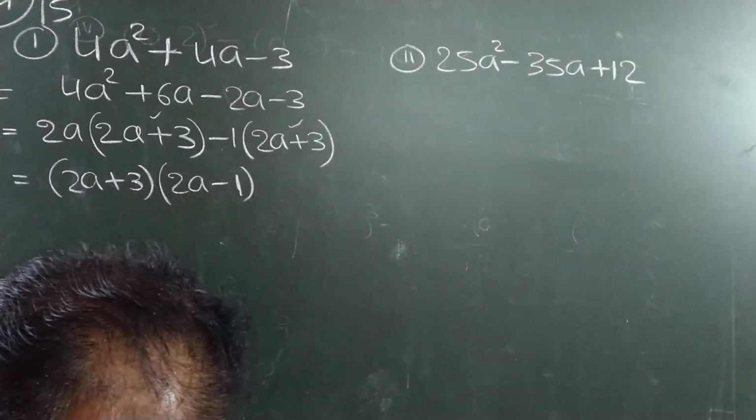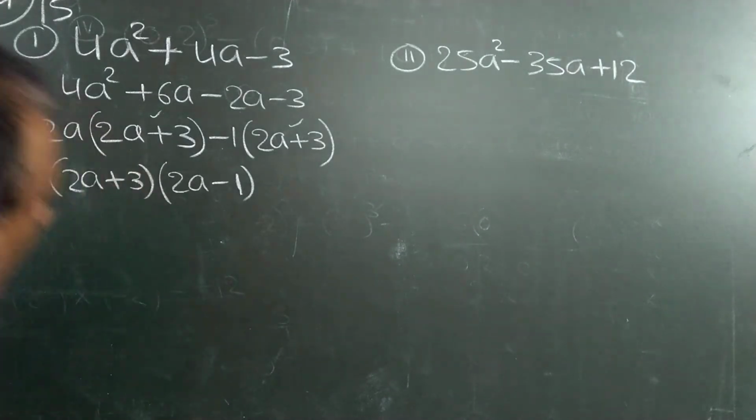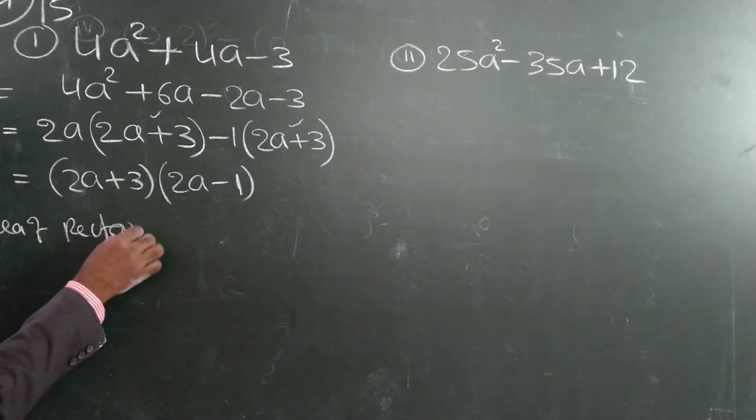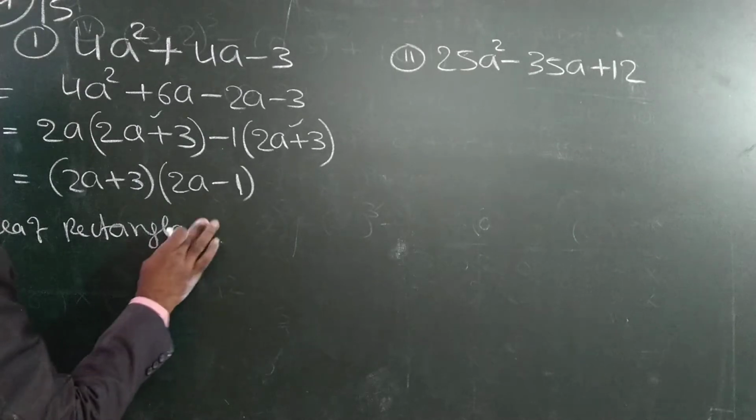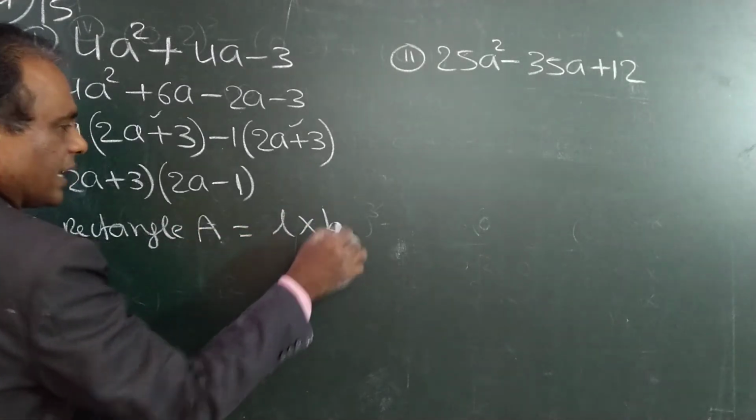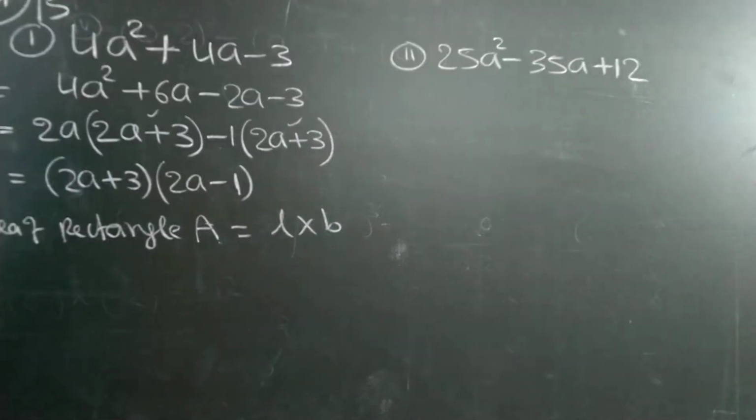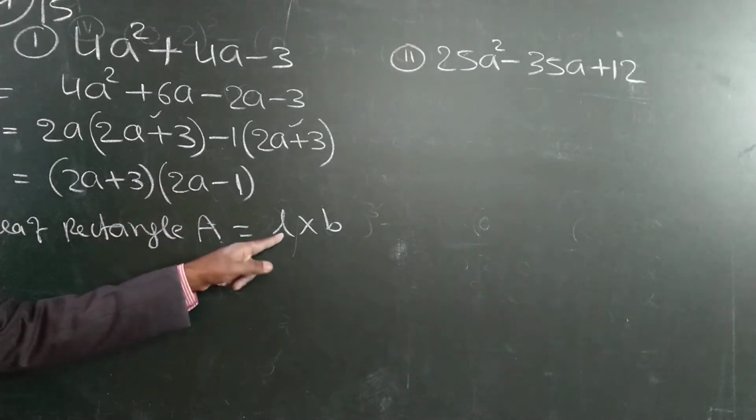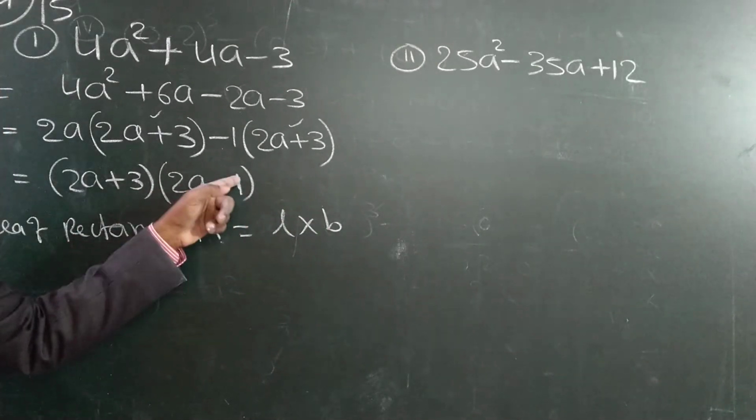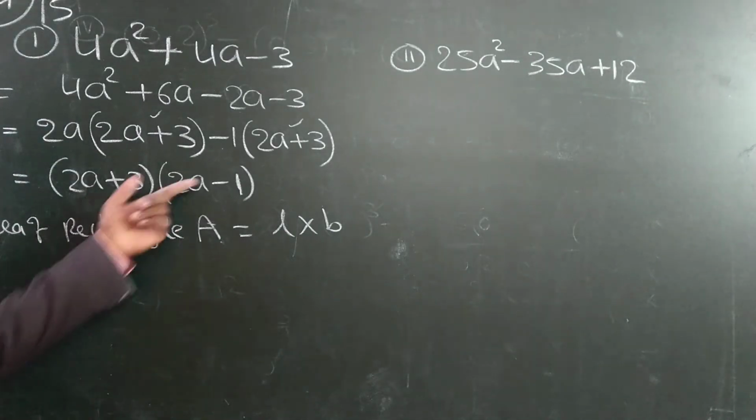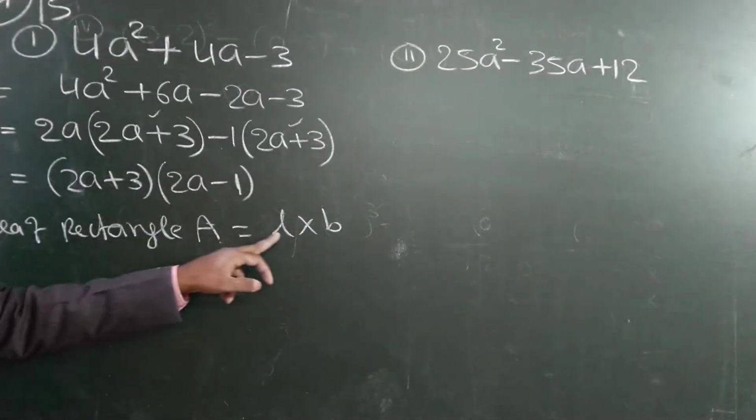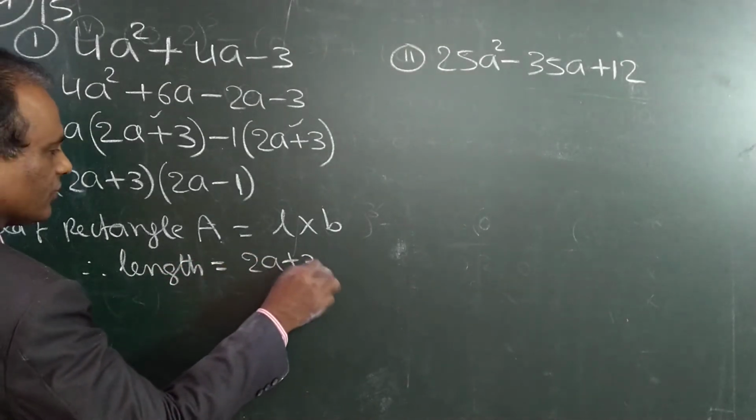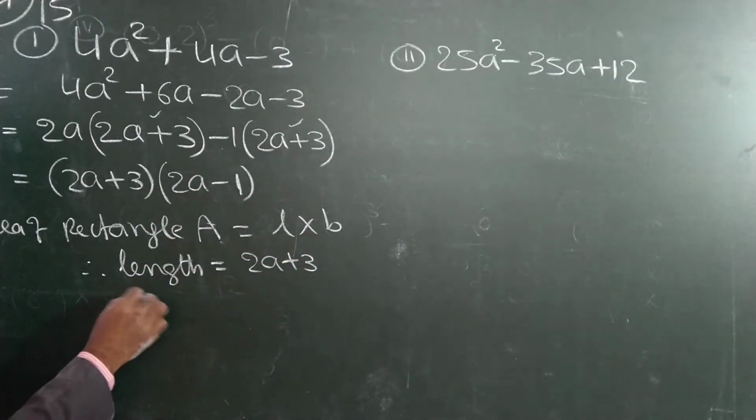So this is the area. See here, what is the area of a rectangle formula? Length into breadth. Brackets mean into only. So length is this, breadth is this. We don't know which is length and which is breadth, but it is a product. So therefore, length is equal to 2a plus 3. Breadth is equal to 2a minus 1.